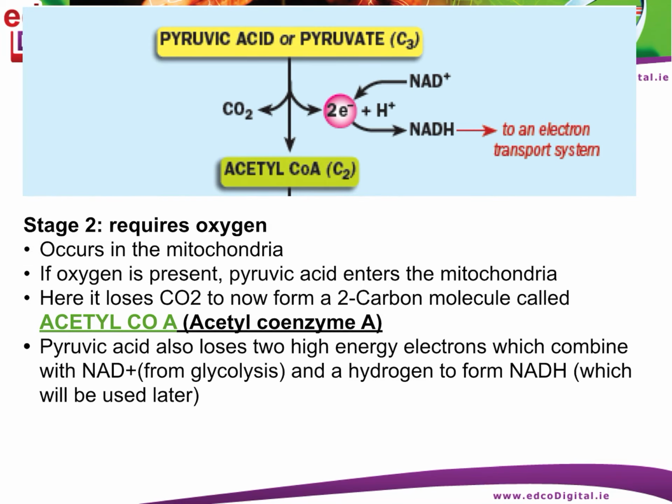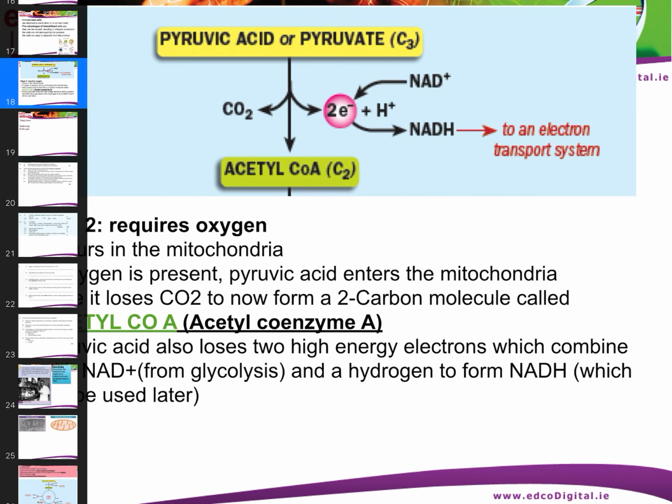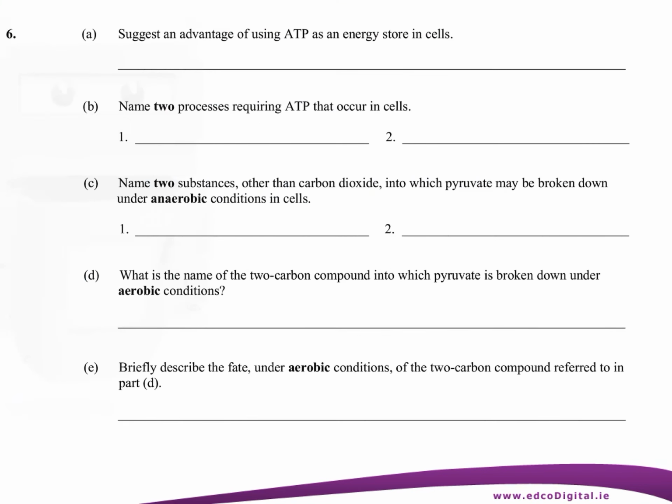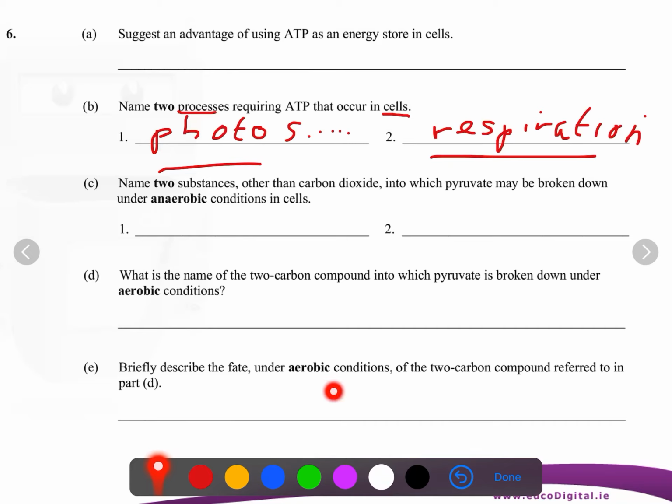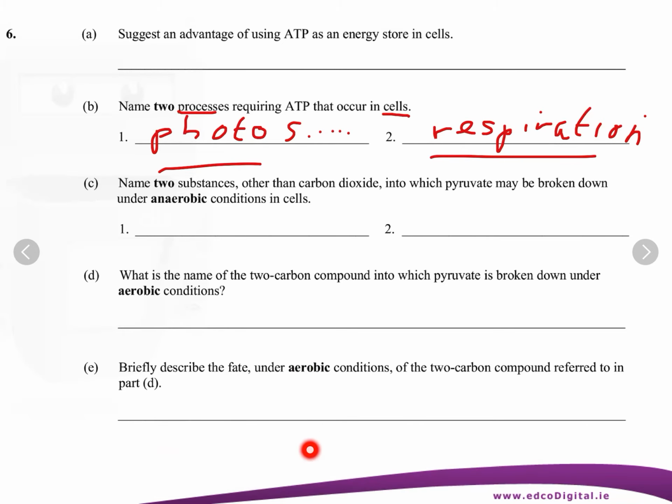Okay, so if we take a look at what they're asking us here again: briefly describe the fate under aerobic conditions of the 2 carbon compound referred to in part D. So that was our pyruvate, or rather our acetyl coenzyme A. Acetyl coenzyme A is then going to enter the Krebs cycle and release more energy, which we'll look at today.